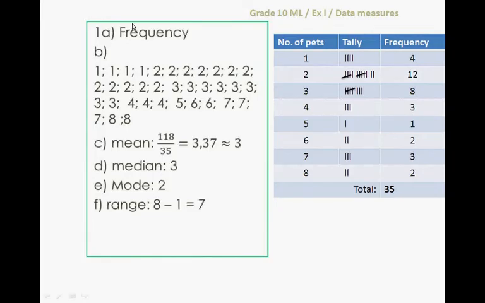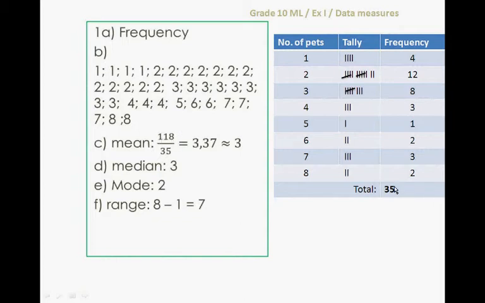Right, first of all, frequency table. There were 4 ones, 12 twos, 8 threes, 3 fours, 1 five, 2 sixes, 3 sevens, and 2 eights. So if we order it, we get 1 1 1 1, 2 2 2 2 2 2 2 2 2 2 2 2, 12 times, 3 3 3 3 3 3 3 3, 4 4 4, 5, 6 6, 7 7 7, and 8 8.